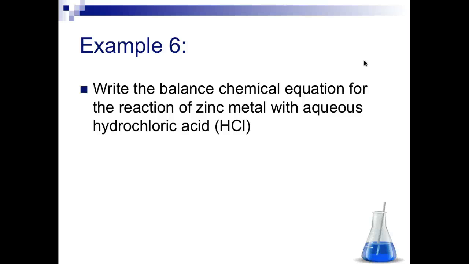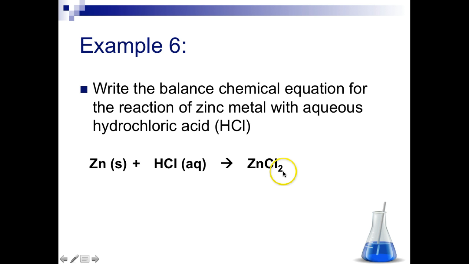So we're going to write a balanced chemical equation for the reaction of zinc metal with aqueous hydrochloric acid. And hydrochloric acid is HCl. So we're going to start off with zinc metal plus hydrochloric acid. Now zinc is higher than H on the activity series. So zinc will replace H. And when that happens, we get ZnCl2, zinc chloride, plus hydrogen gas.